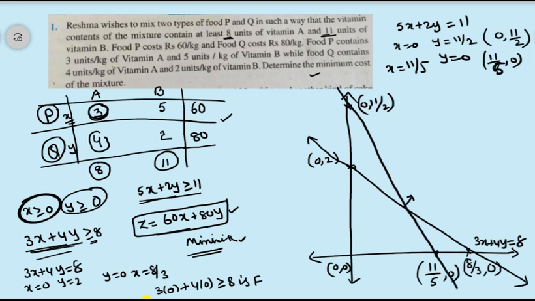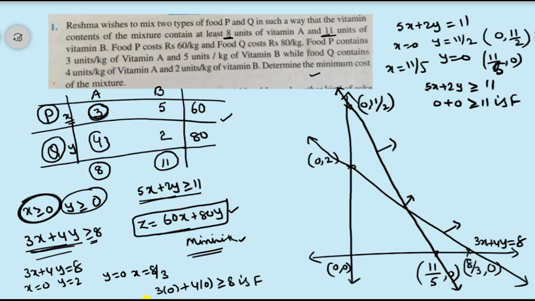This is the line passing through the 2 points. Here also 5x plus 2y greater than or equal to 11. Substitute 0 comma 0 here: greater than or equal to 11 is false. 0 comma 0 is not satisfying. Earlier we got away from the origin, now also we got away from the origin.